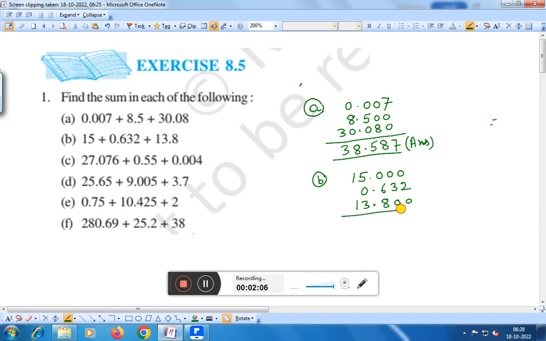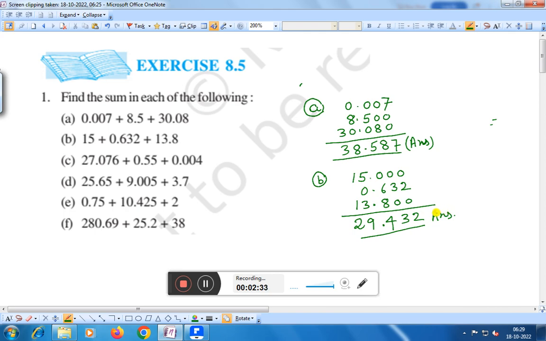And if you add the numbers, what you are getting, you see, that is 2, that is 3, 8, 6, 14, carry 1, 5, 1, 6, 7, 8, 9, 1 plus 1, 2. That is 29.432, the answer of question number B.